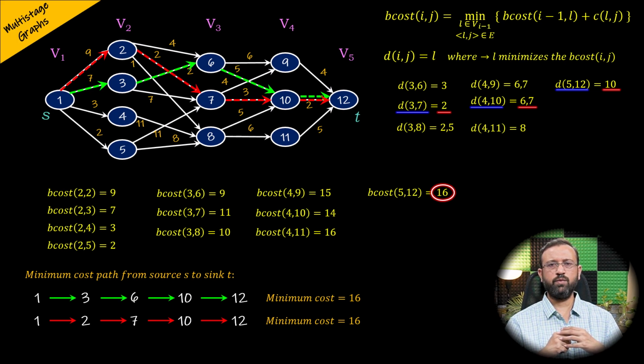So this is how we can use the dynamic programming approach to compute the minimum cost path of the multistage graph using the backward approach. Now let us look at the algorithm for solving multistage graph using backward approach. Let us call this algorithm as BGraph because it uses backward approach to make sequence of decisions.